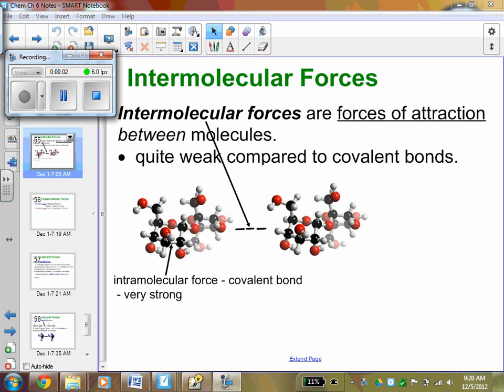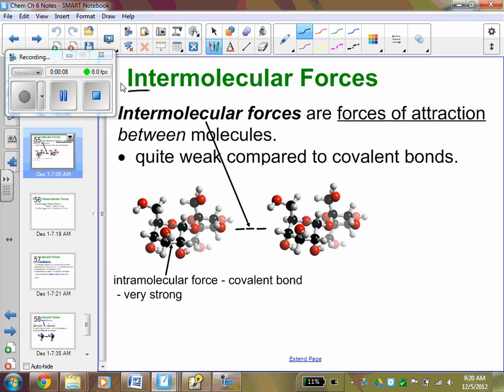This video is going to be on intermolecular forces, and when we take a look at what intermolecular forces means, inter means between, molecular obviously means molecules, and these have to do with forces that are between molecules. So they're not forces that are in molecules. Those are called covalent bonds. These are forces that are between the molecules.